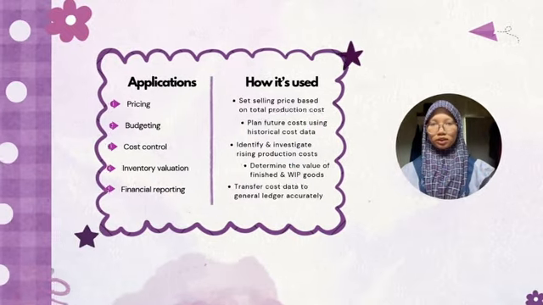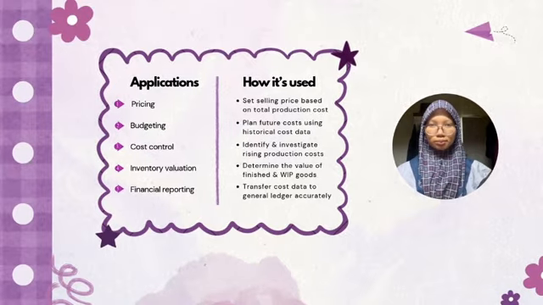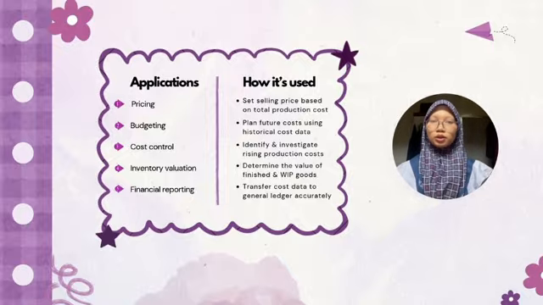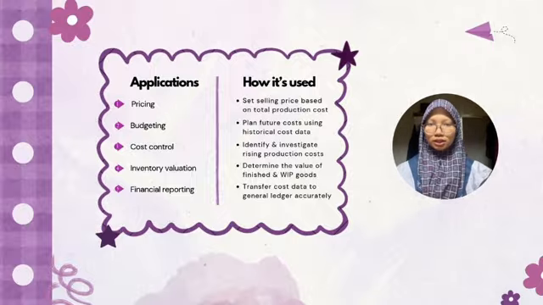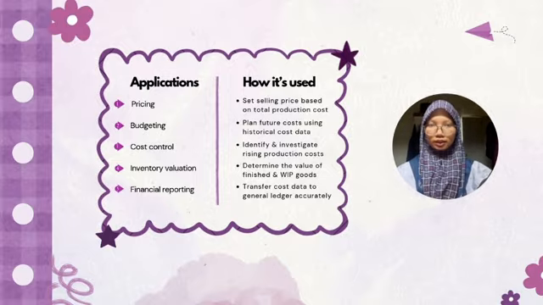So, how exactly is cost accounting applied at Prime Can Industries? First, in terms of pricing, cost data is used to set the selling price based on the total production cost, ensuring the company remains profitable. For budgeting, management uses historical cost data to plan and forecast future costs more accurately. Cost accounting also plays a key role in cost control. By identifying and investigating any rising production costs, management can take corrective action early. It helps with inventory valuation by determining the value of both finished goods and work-in-progress items. And finally, for financial reporting, all cost data is transferred accurately to the general ledger, ensuring reliable and complete financial statements.